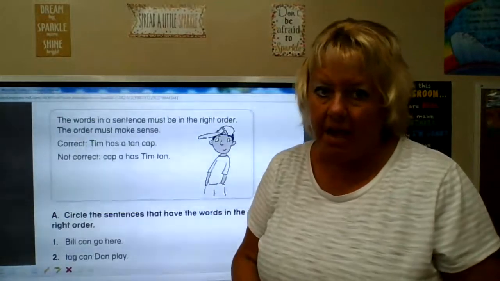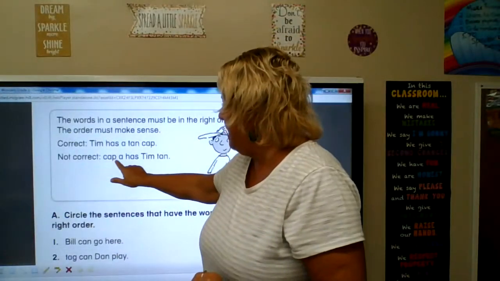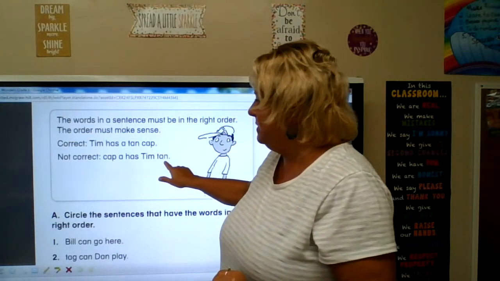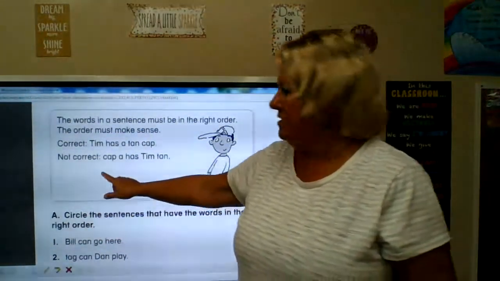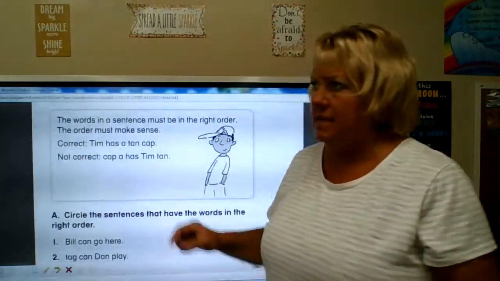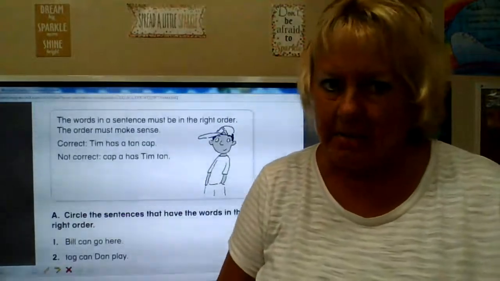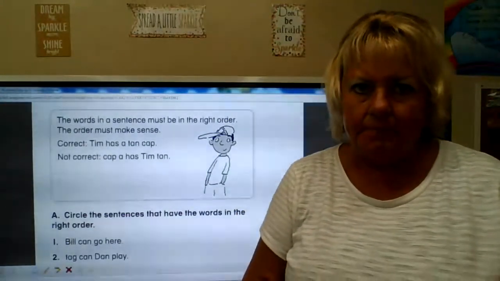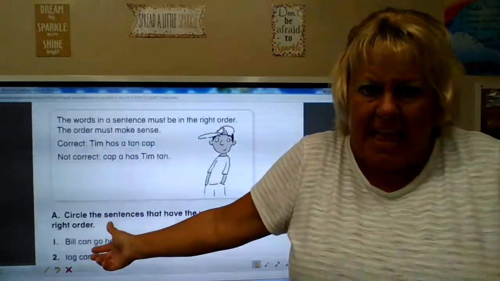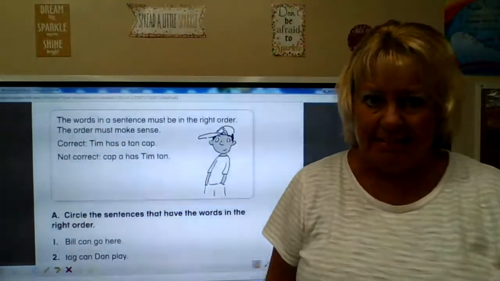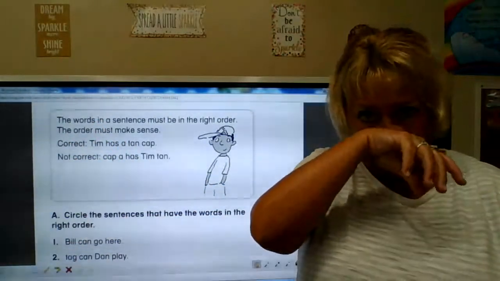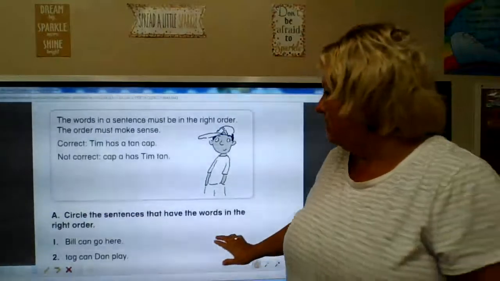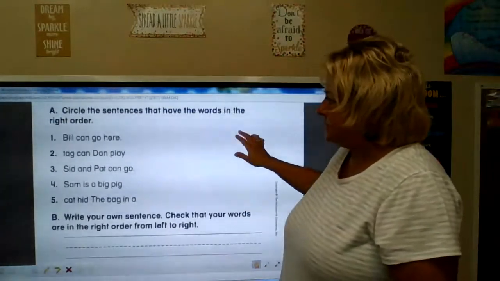This sentence is not correct. Cap A has Tim tan. It doesn't start with a capital, it does end with a period, but it doesn't make any sense at all. What is that? I'm confused.